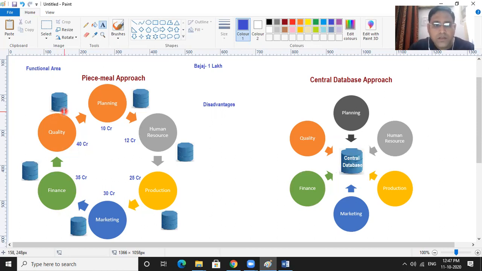Now what is the problem here with this approach, this piecemeal approach, is that planning department doesn't know what human resource department database is having. Or we can say no other department is knowing what data is there in another department's database. Even if I say, for example, quality department, they don't know what is there in human resource database. In the same way, marketing department, they don't know the financial data. They don't have access to this data, because it is the financial department's database.